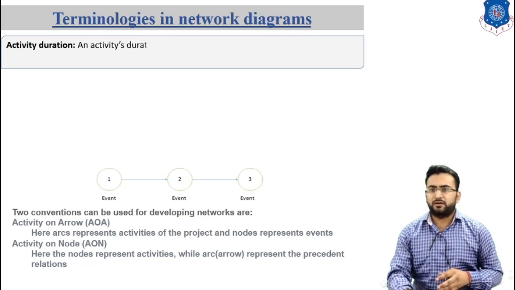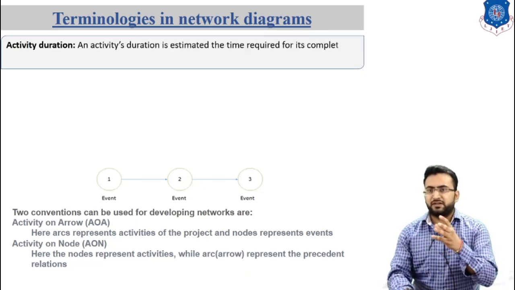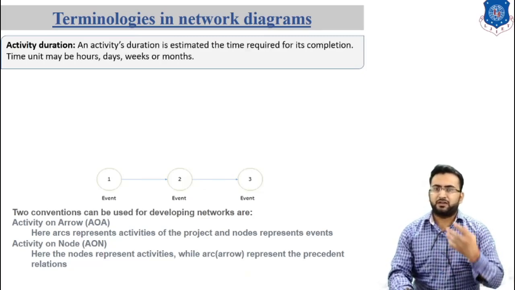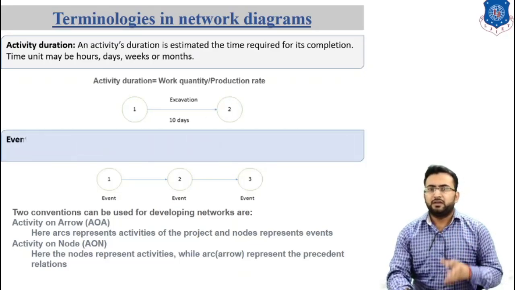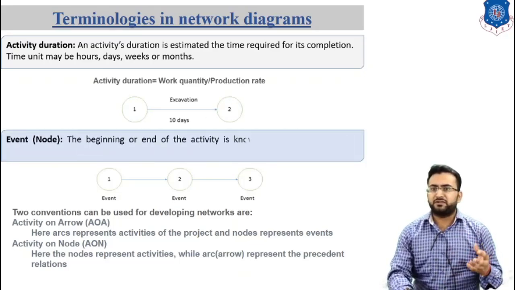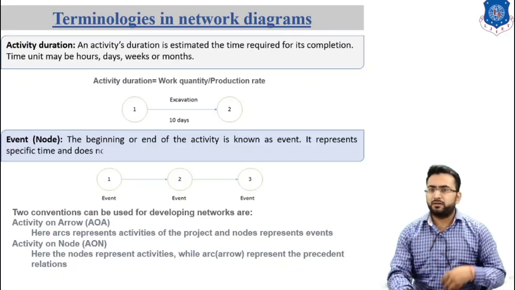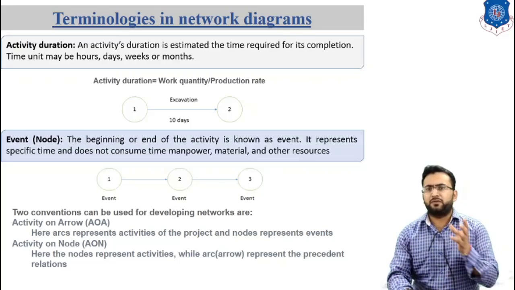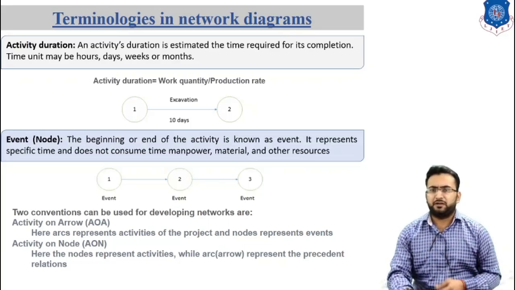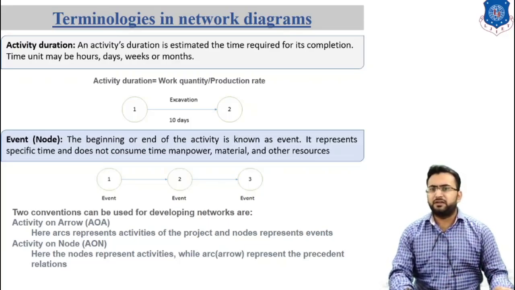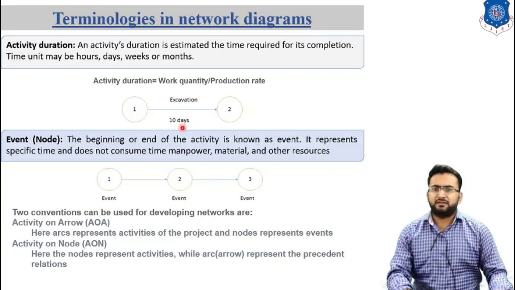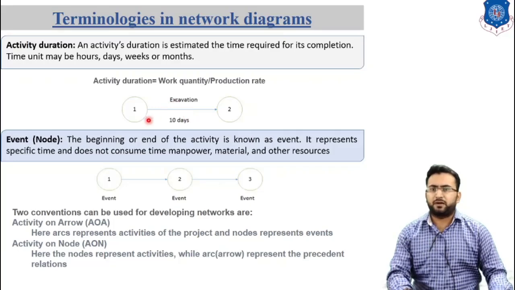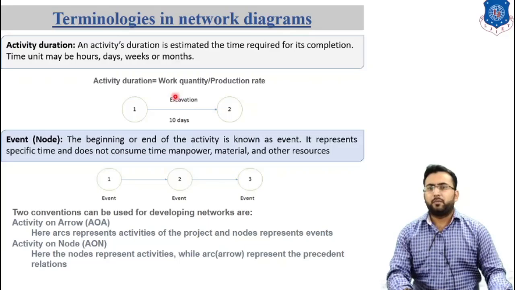Now let's talk about the other terminology, activity duration. An activity duration is the estimated time required for completion. The time unit may be hours, days or months. So activity duration is equal to work quantity divided by production rate. Any activity duration is represented like this. There is an activity A, or say an evaluation activity, of 10 days. So we have to write the time on this activity, above or below.